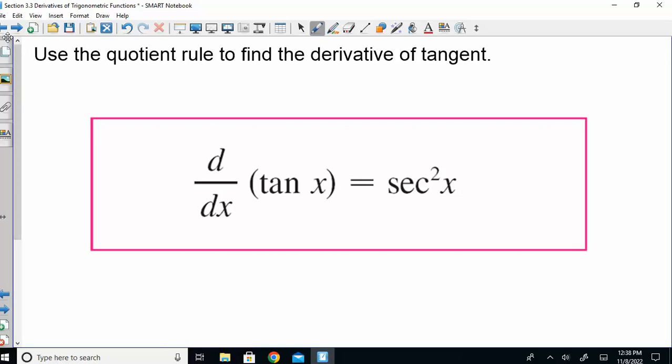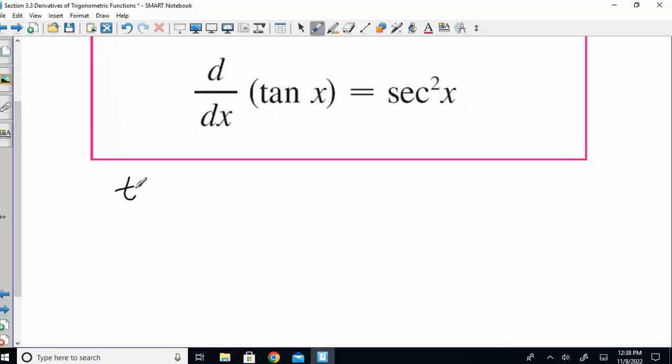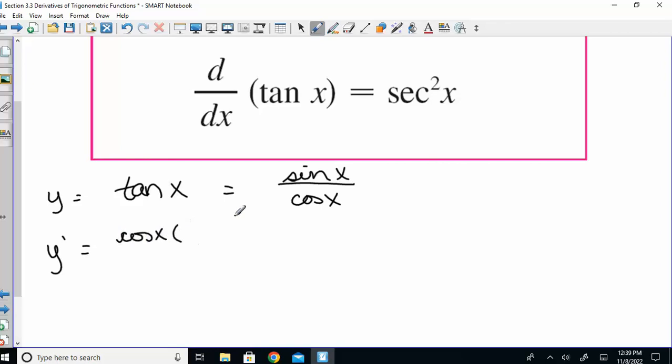If I want the derivative of tangent, it is secant squared. I am going to prove this one to you. This will probably be the last one that I actually work out and show you why it is what it is. So tangent is the same thing as sine divided by cosine, right? So if I ask you to do the derivative of sine over cosine, we'd have to do the quotient rule.